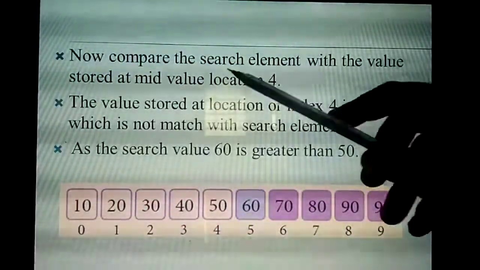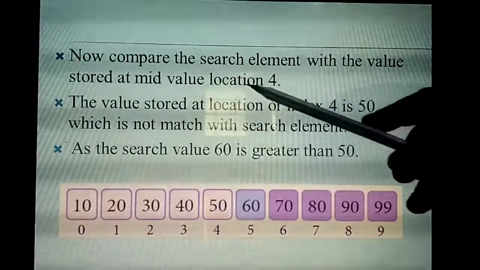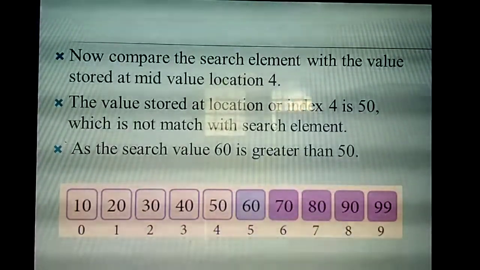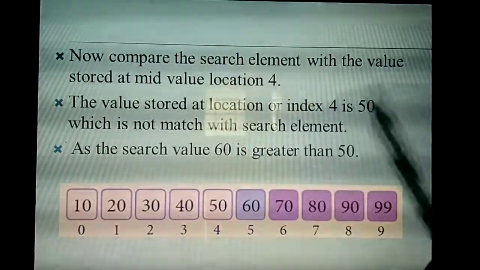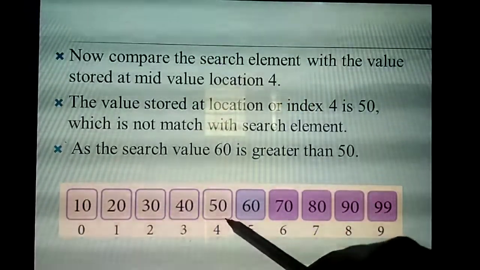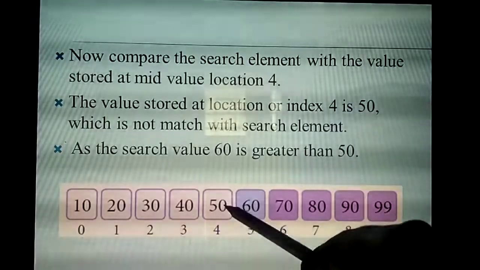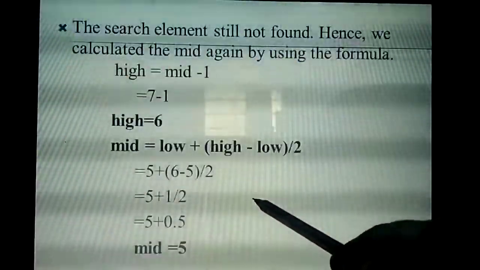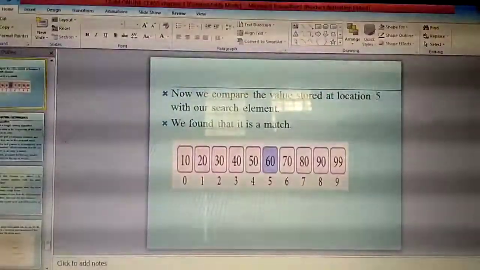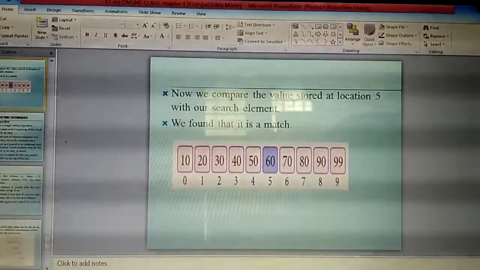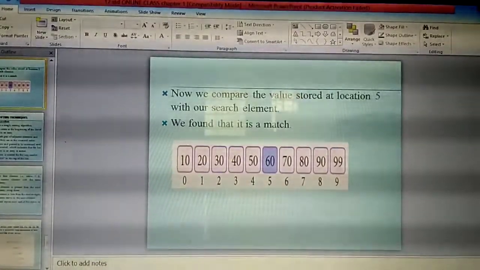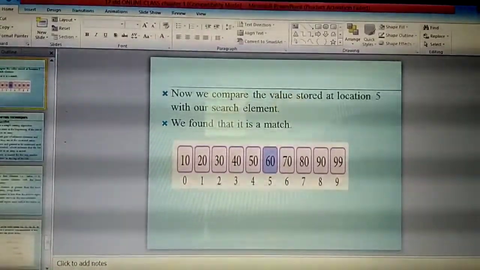Now compare the search element with the value at location 4. My target value is 60. Is my target value greater or smaller? I got the index value as 4. In that fourth place, which element is there? 50. But my target value is 60, so the target value is higher. So the search always moves to the right side.